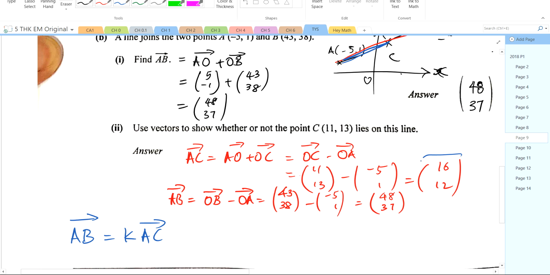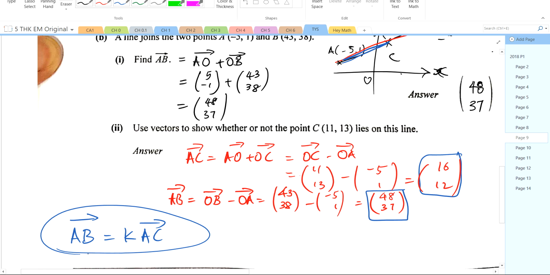Okay. AB is supposed to be 16, 12. No, that's AC. Then AB is supposed to be 48, 37. How do we get from 16 to 48? Times what? Times 3, right? 16 times 3 gets 48, right? 12 times 3, what do you get? 36. Is it equal to 37? So I am unable to write this.